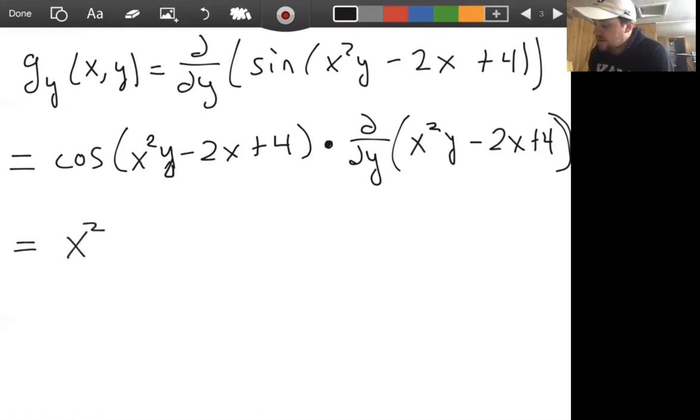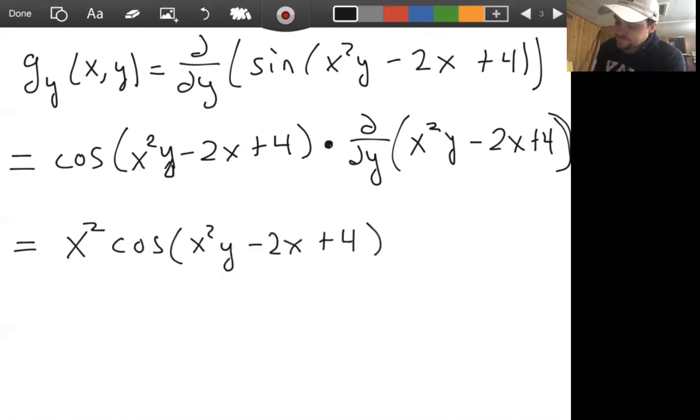And then it looks like the derivative of negative 2x plus 4 is going to be 0 because there are no y's in there, right? That entire expression, negative 2x plus 4, is constant with respect to the variable y. So this is just x squared times cosine of (x squared y minus 2x plus 4).